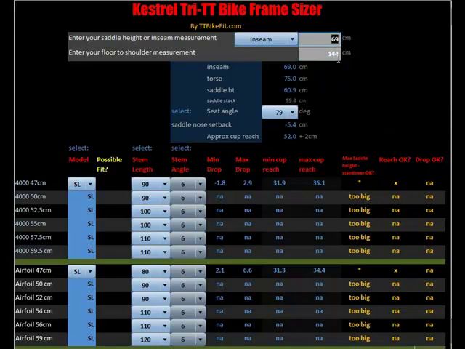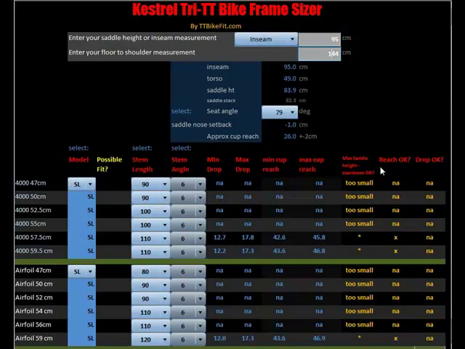If we look at a much larger person with a 95 centimeter inseam, you'll see that most of the frames pop up as too small because you simply can't get the saddle high enough to accommodate the required saddle height for a person of that size.